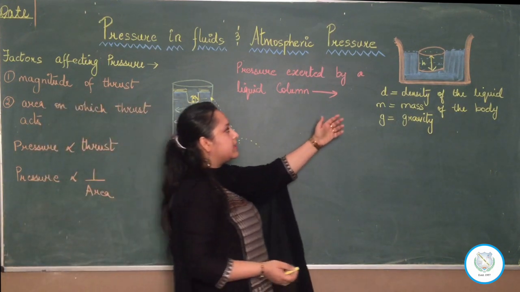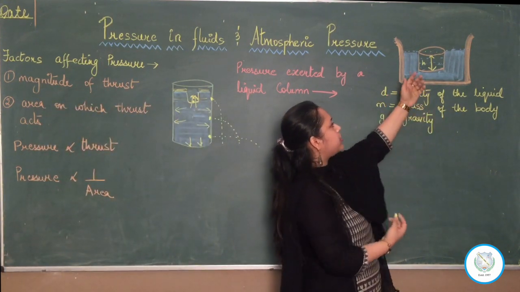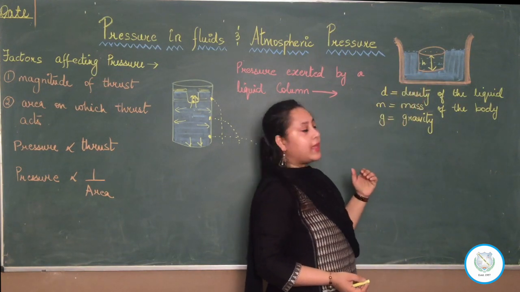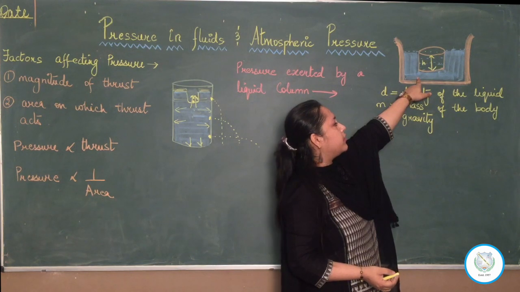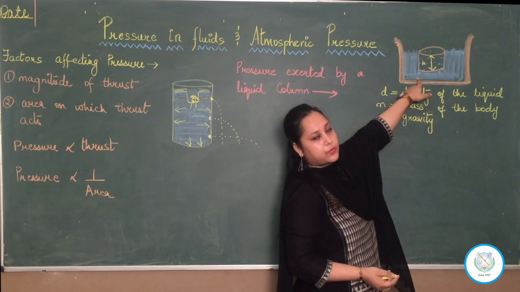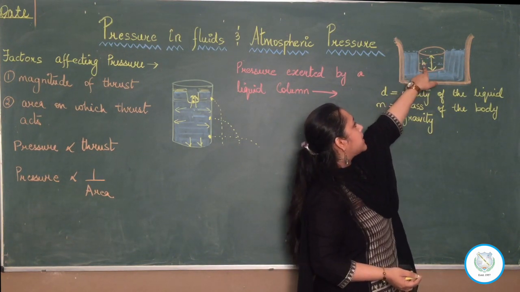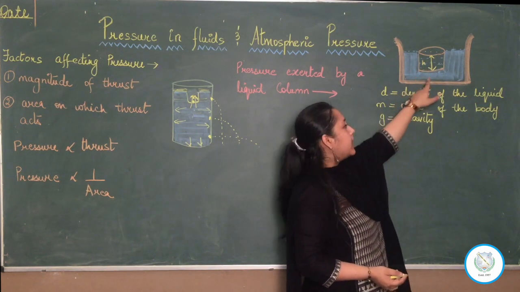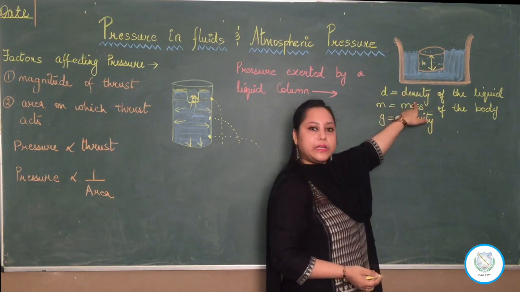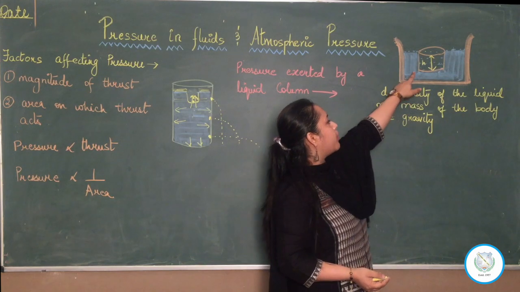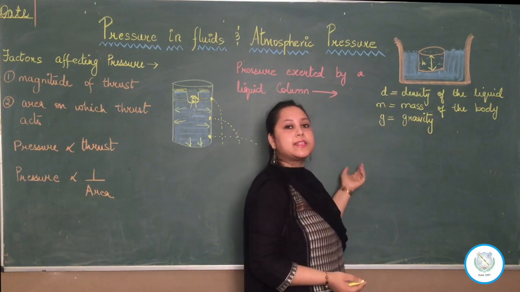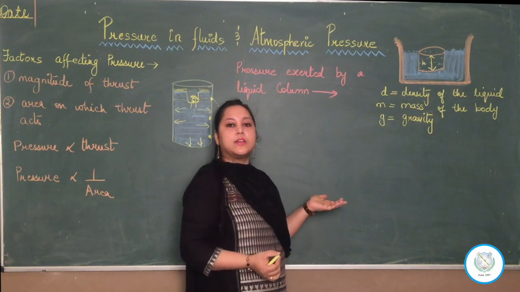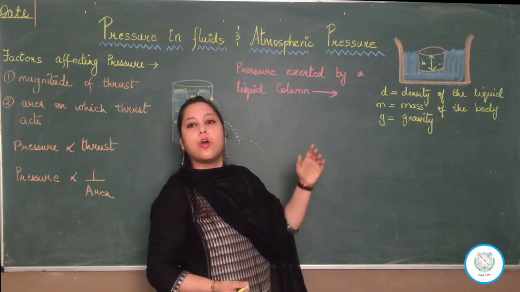If you see, this is a container, a vessel in which a solid has been placed, and this solid has been immersed in water. We take this liquid as any liquid, or we can take it as water, and it is immersed up to a height h. Let the density of the liquid be d, the mass of this body be m, and g be the gravity. So, let us calculate the pressure exerted by this liquid on that object.